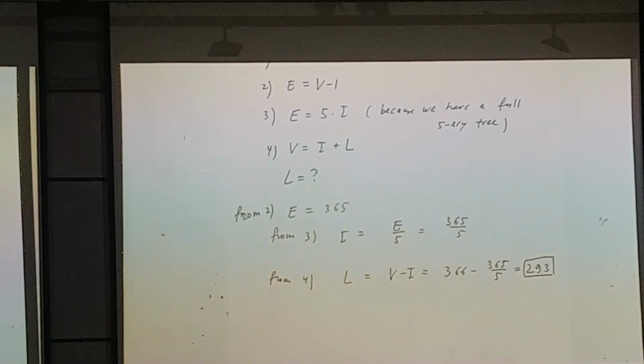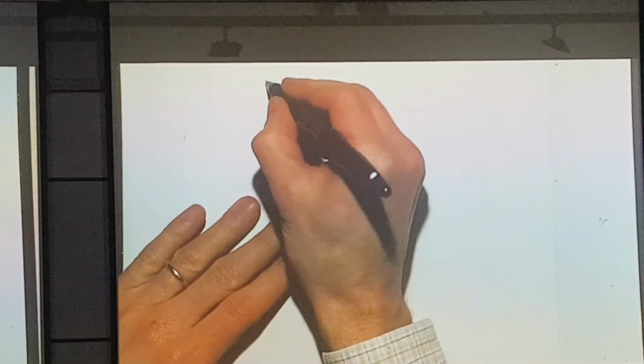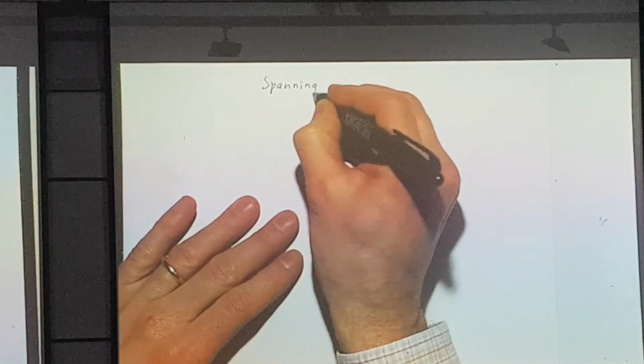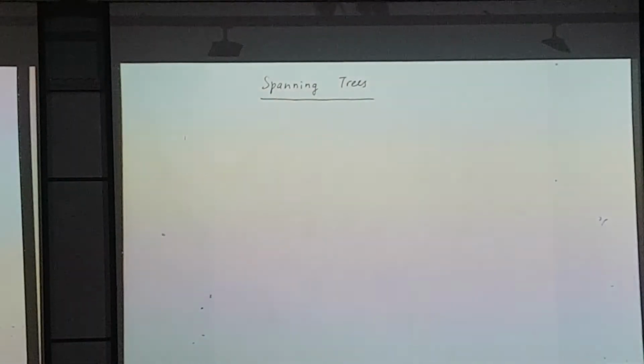Okay, all right. So if there are no questions here, then let me start with something new. Again, continuing talking about trees, but different aspects. So I'll talk about spanning trees now. Spanning trees. I'll start with a definition.